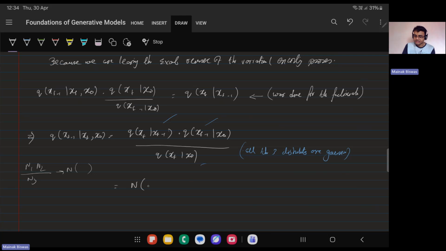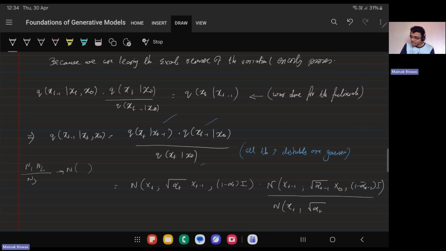We know this, we have defined this already by the forward process: normally distributed xt given xt minus 1 with mean root alpha t xt minus 1 and variance 1 minus alpha t times the identity matrix; xt minus 1 given x0 with mean root alpha t minus 1 bar x0 and variance 1 minus alpha t minus 1 bar times identity; and xt given x0 with mean root alpha t bar x0 and variance 1 minus alpha t bar times identity.